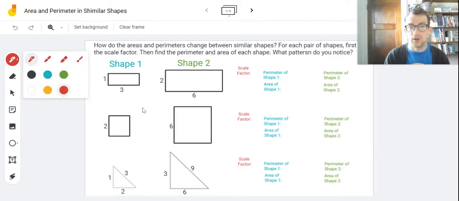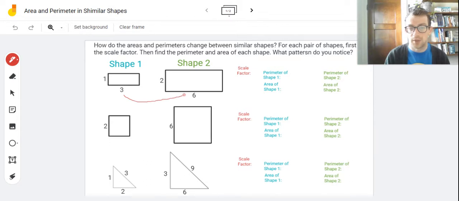Well, you know how to do that. What number are the sides being multiplied by? 3 times what causes those corresponding sides to turn into 6? That means the scale factor is 2. Okay? Then if we want to find the perimeter, add 2 right there.